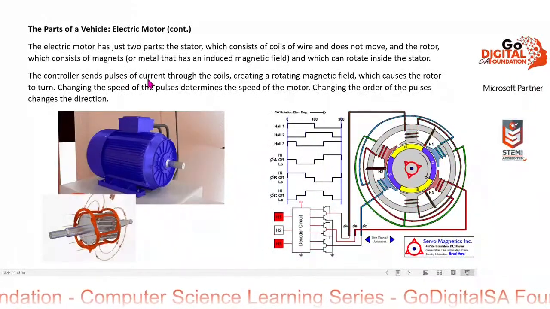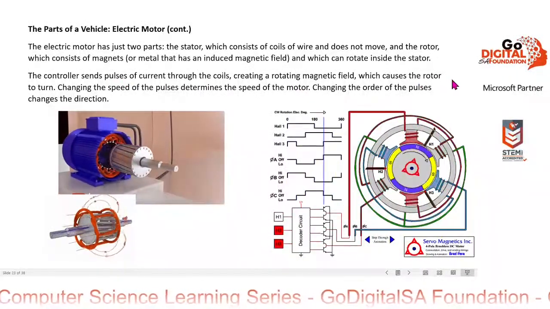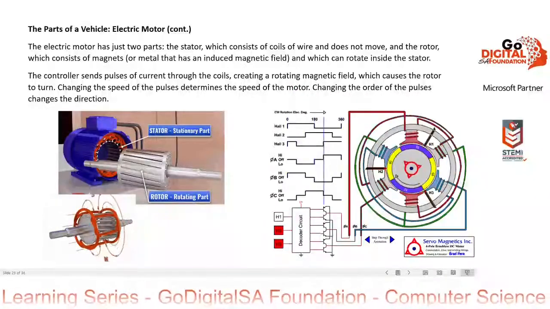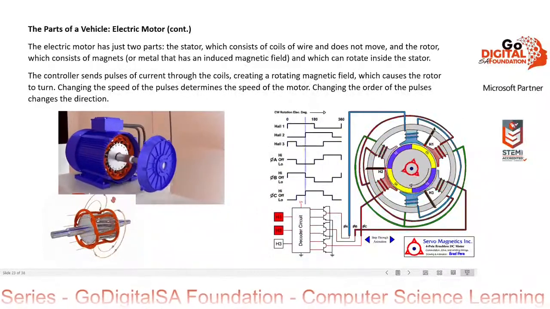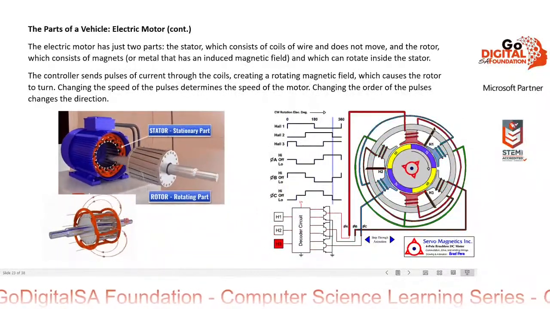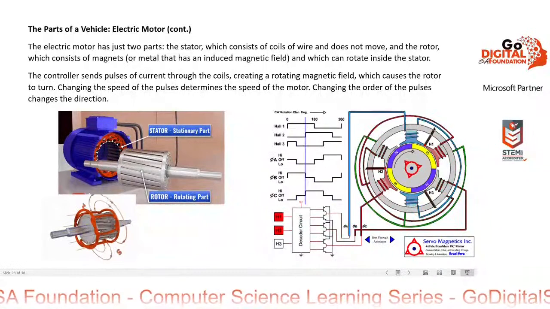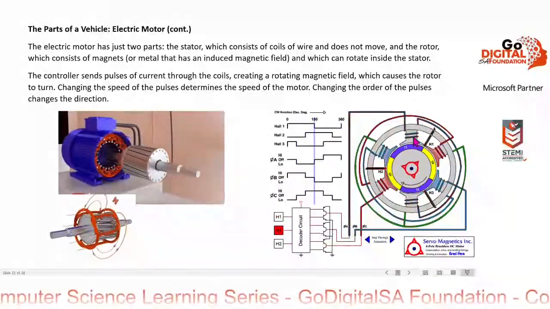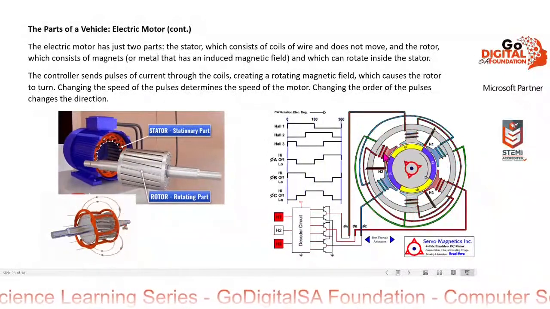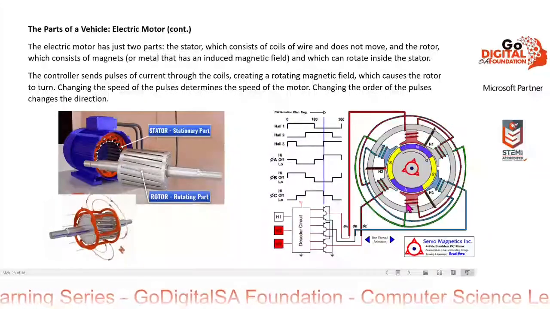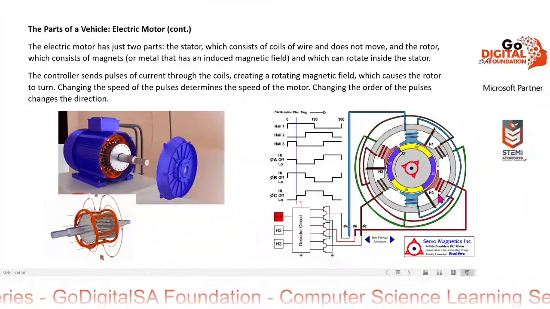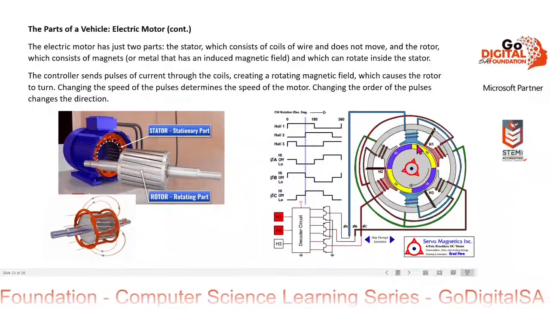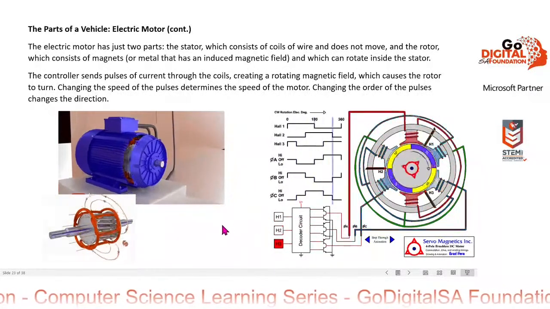The controller sends pulses of current through the coils, creating a rotating magnetic field which causes the rotor to turn. Changing the speed of the pulses determines the speed of the motor. Changing the order of the pulses changes the direction. So if we want this rotor to turn the other way, we simply pulse it in the opposite direction. So we first pulse this one, then this one, then this one, then we pulse this, this, and this in the opposite direction, and that causes it to turn the other way around.